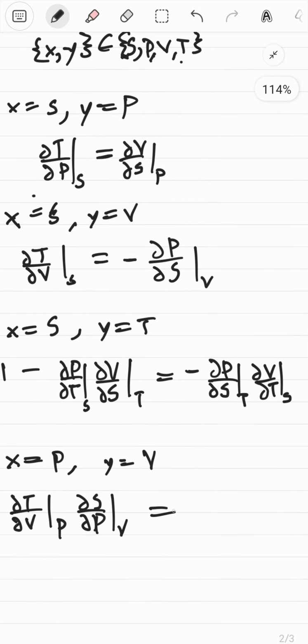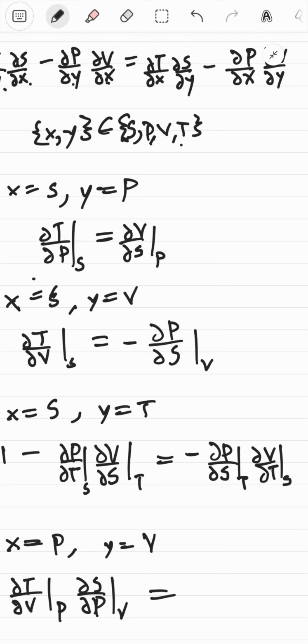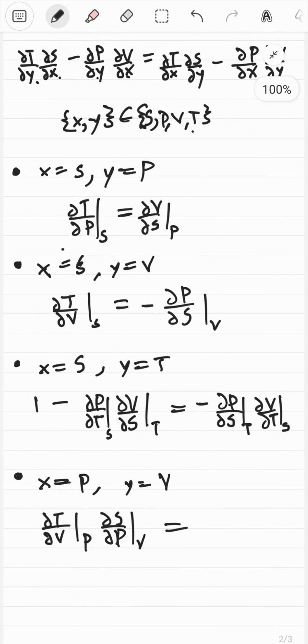And now this becomes equal to what? So partial T by partial x, and partial S by partial y, right? So let's just write it down. Partial T by partial pressure under constant volume, and then partial entropy upon partial, what is it called?